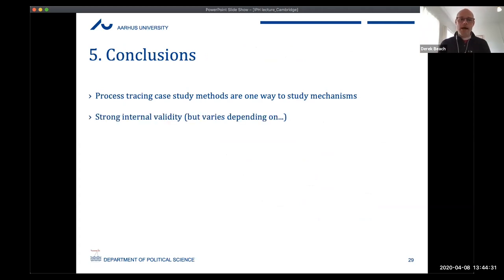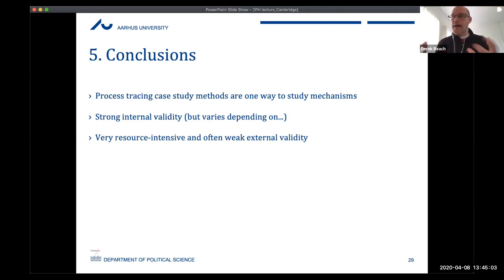Process tracing is one way to study mechanisms. In theory, at least, it has strong internal validity, but it of course can vary a lot depending upon how much you want to unpack the process and the quality of the evidence. And it's often typically very resource intensive, and you learn a lot about a little. You understand, okay, in the United Kingdom, this policy intervention, this is how I think it worked. But that doesn't necessarily mean that the same policy intervention is going to work in the same way in Denmark, for example, because the context is different. So we will learn about how things work, but it can be difficult to have these theories then travel to other cases. So you learn a lot about a little about how it works.